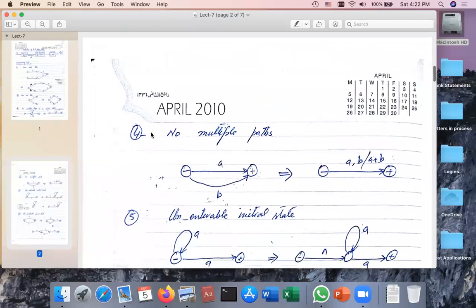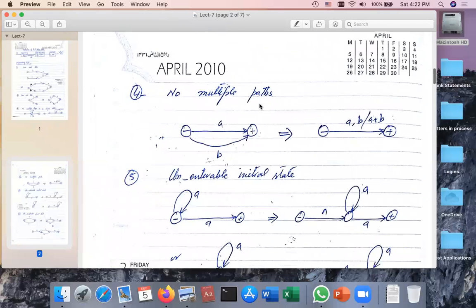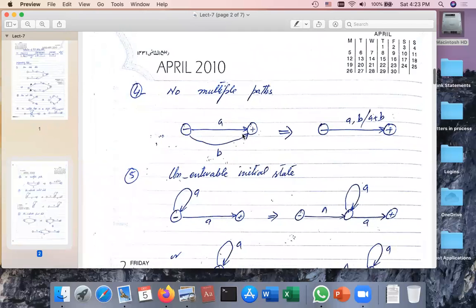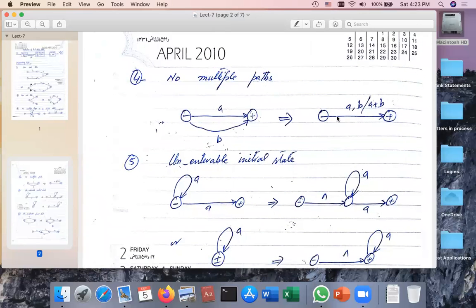Now move on to rule number four: no multiple paths, very similar to the multiple loop step. For example, if this is an FA like this, with an initial state and a final state, and these initial and final are not necessarily so in this case; these states can be any states. One path is with A, the other path is with B. So these are multiple paths going in the same direction. What you have to do is replace them with a single path, and we can simply say either A or B, A comma B, or A plus B. This is the way you can remove multiple paths into a single path.